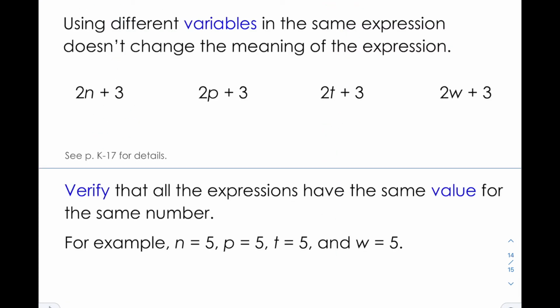Using different variables in the same expression doesn't change the meaning of the expression. So that's basically telling us that it doesn't matter what the letter is that we use, it doesn't change the expression. So all 4 of these expressions mean the exact same thing.